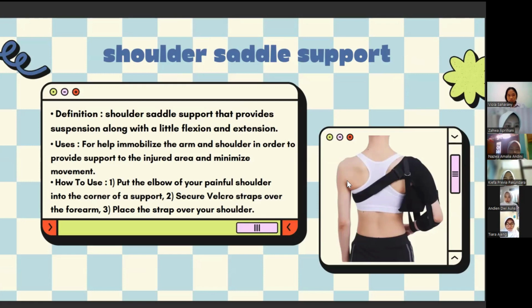And how to use? First, put the elbow of your painful shoulder in the corner of the support. Second, secure the Velcro straps over the forearm. And third, place the strap over your shoulder. Next slide will be presented by Viola. Viola, time is yours.